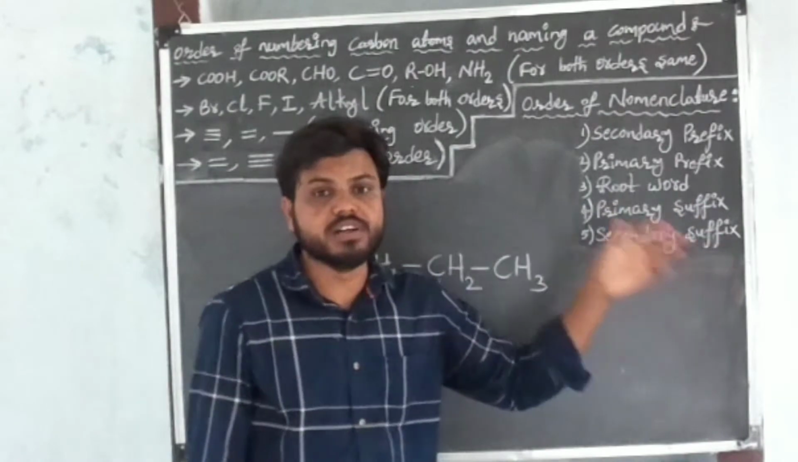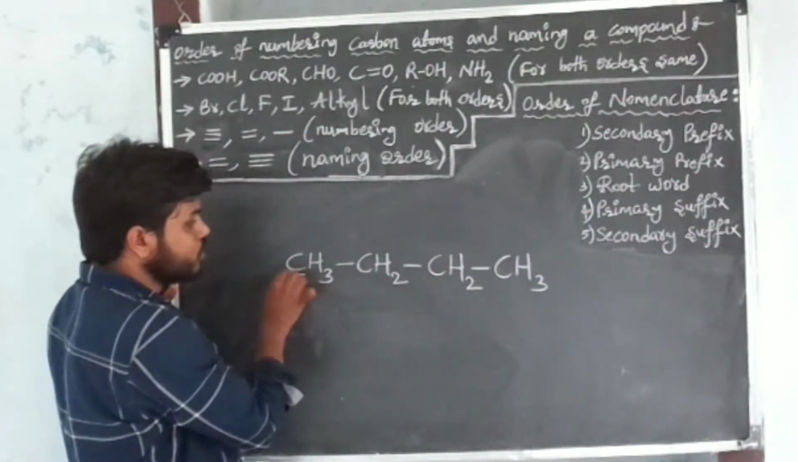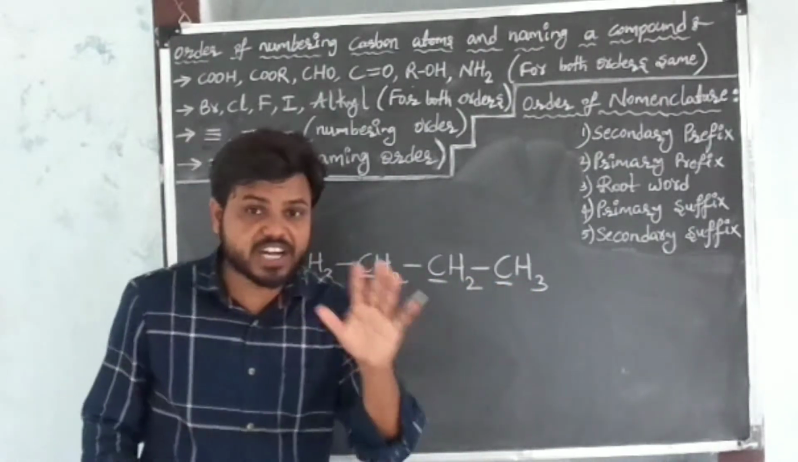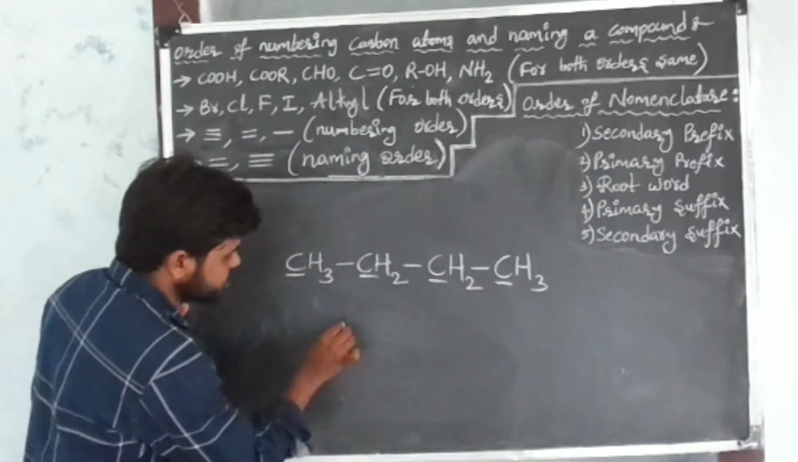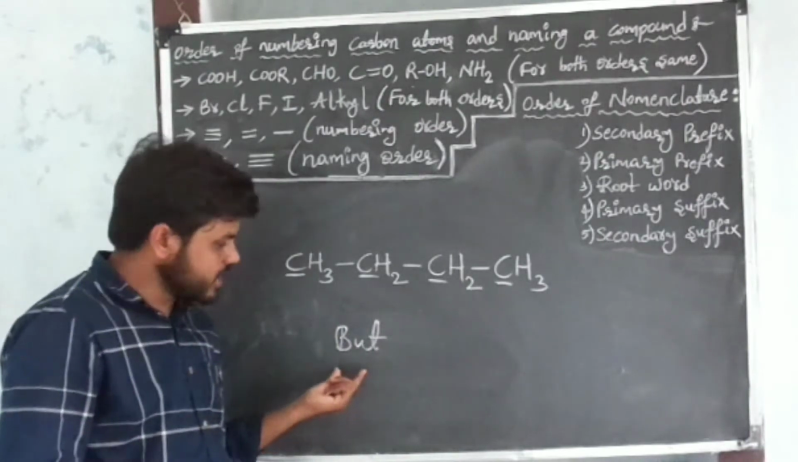Then go to the root word. Root word means the number of carbon atoms. In the given carbon compound, 4 carbon atoms are there: 1, 2, 3, 4. The root word of 4 carbon atoms is but. I write the root word.